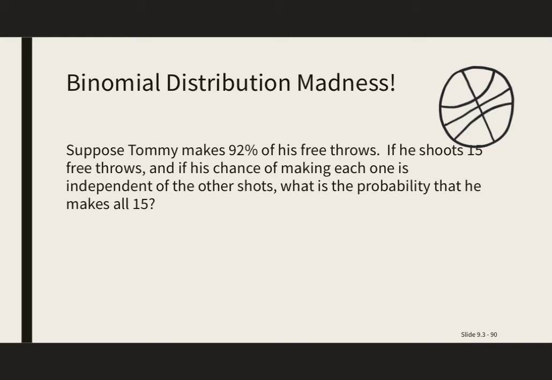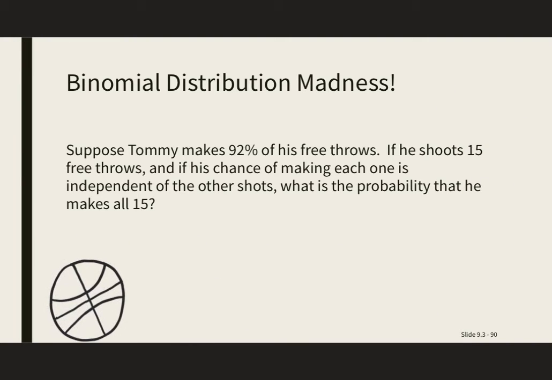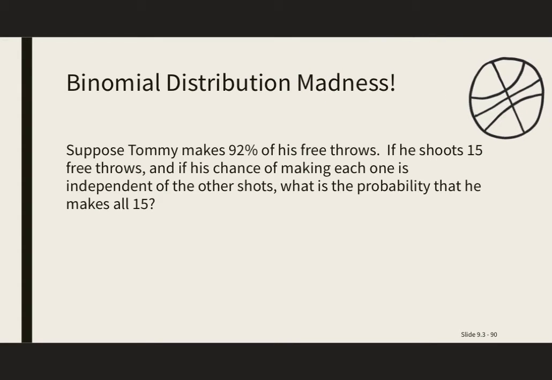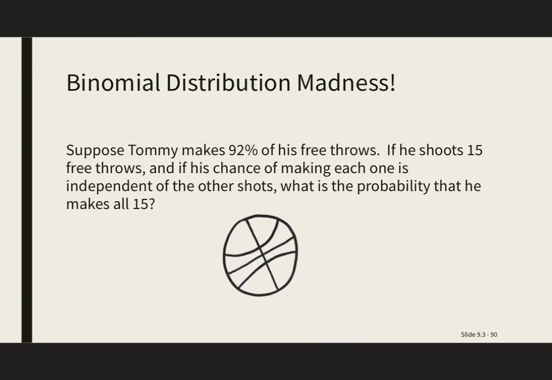Suppose Tommy, good old Tommy, makes 92% of his free throws. Great job, Tommy. You're doing swell. If he shoots 15 free throws, and if his chance of making each one is independent of the other shots, which is not likely, you get kind of tired, what is the probability that he makes all 15? This is a binomial distribution example because Tommy could either make his free throw or not make his free throw.